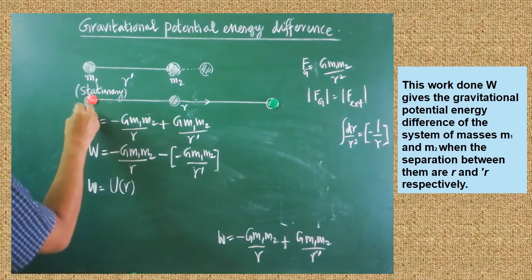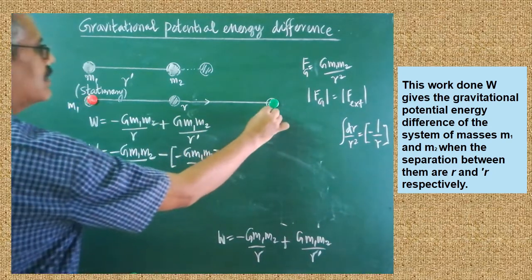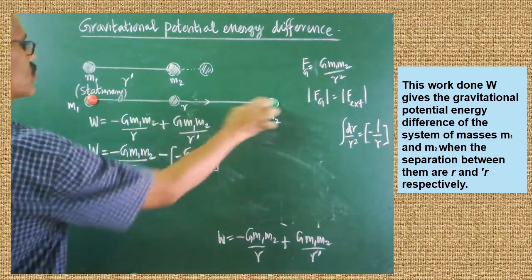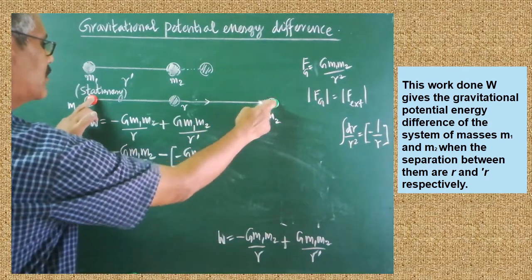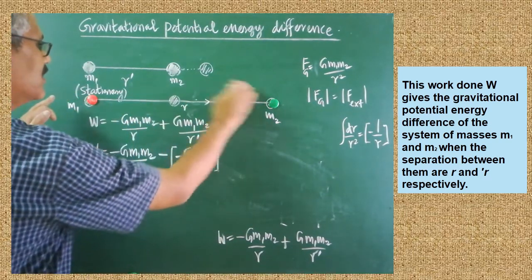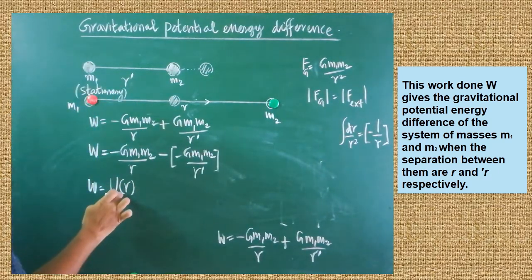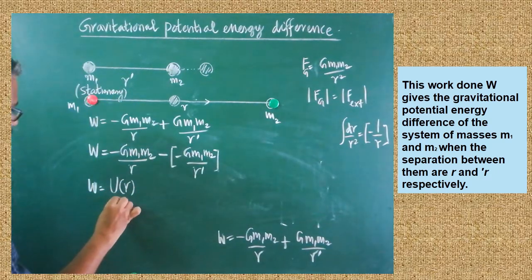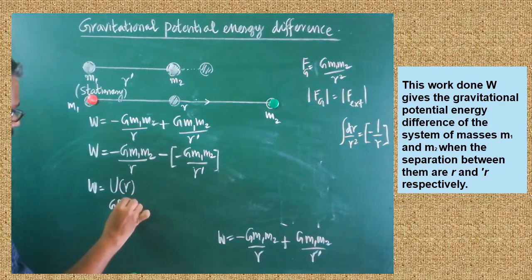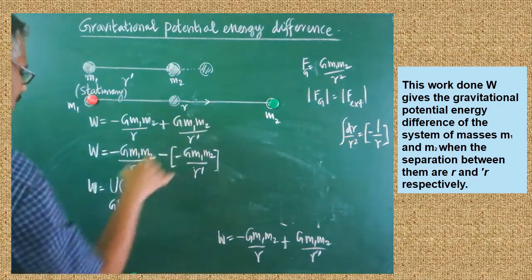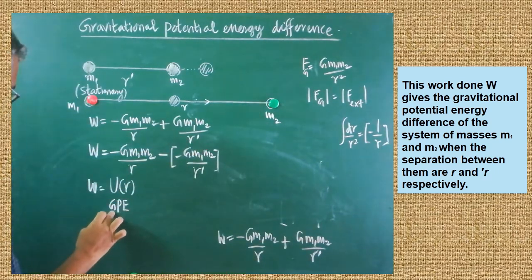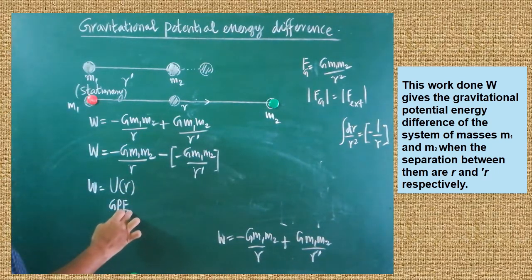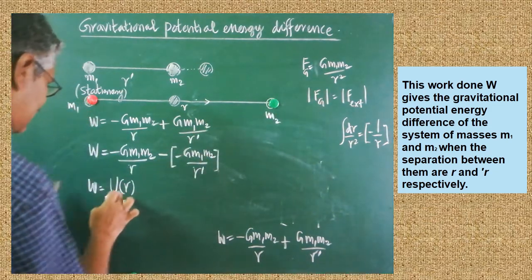Here the mass m1 is here, here the mass m2 is there. In between these two, what is the distance? R distance is there. When the two masses are separated by the distance r, within them some amount of gravitational potential energy is stored up. So that should be written as gravitational potential energy when they are separated by the distance r. Within these masses m1 and m2, some amount of gravitational potential energy is stored up. That gravitational potential energy stored between these two is called U of r.